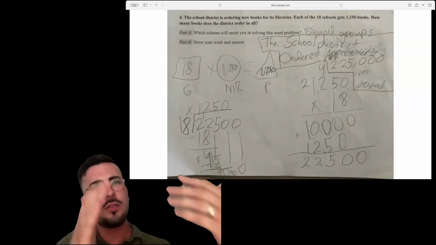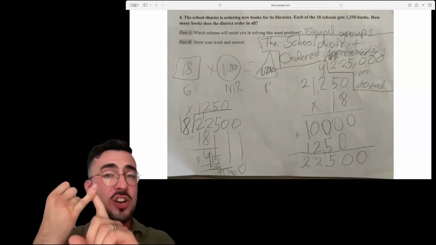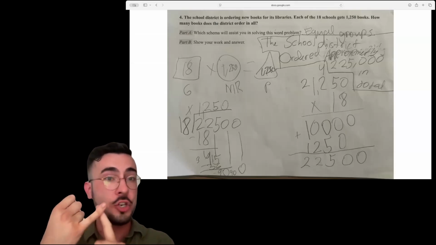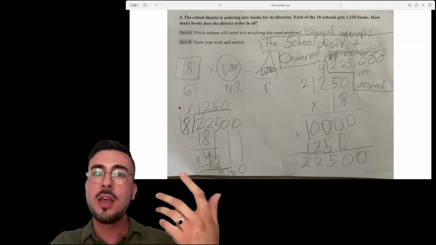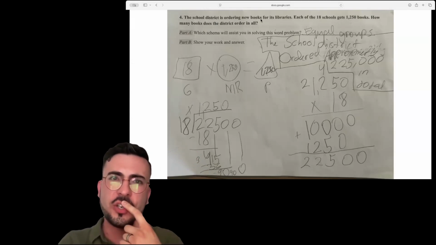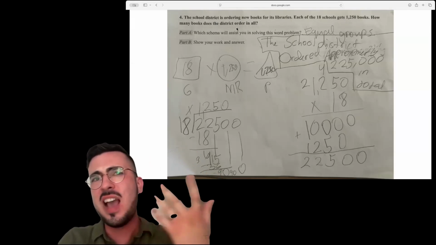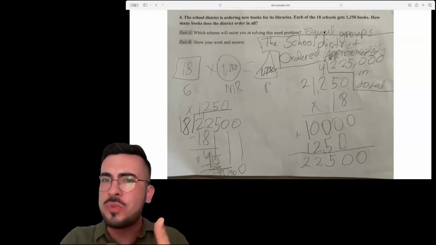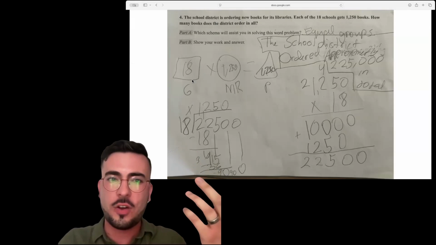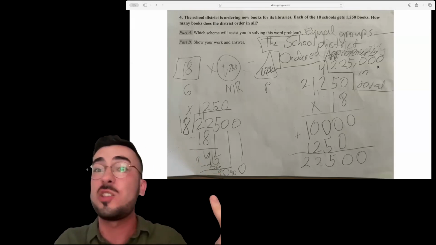So you can see, eventually we have a simple scaffold, as simple as, hey, I'm going to make sure I ask you what schema it is, so you're doing it, then show your work and answer. And you can see the students are able to independently figure out, okay, the school district's ordering new books for its libraries. Each of the 18 schools gets this many books. How many books did they order in all? They realize it's equal groups. They've got their graphic organizer. They're showing their work.